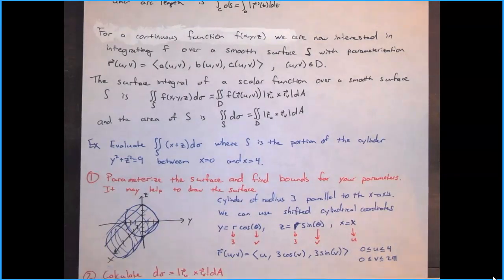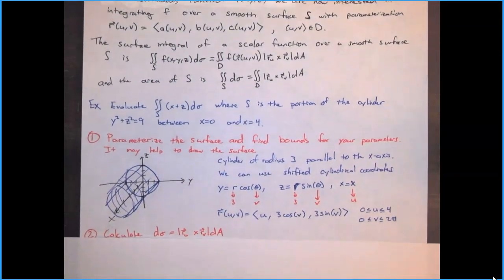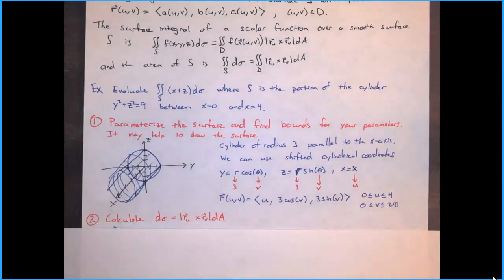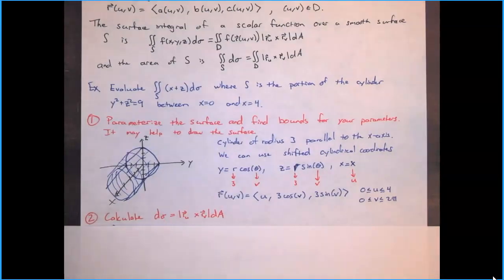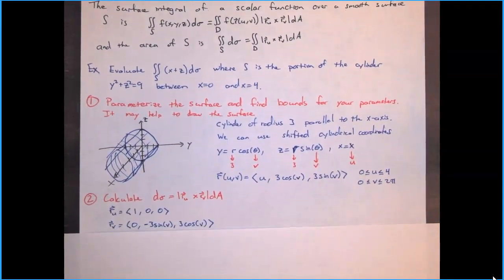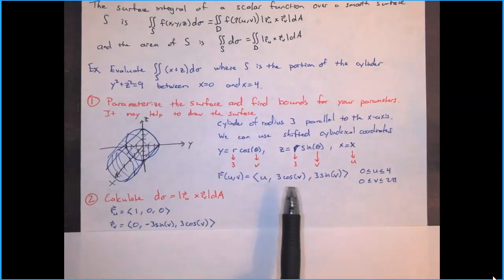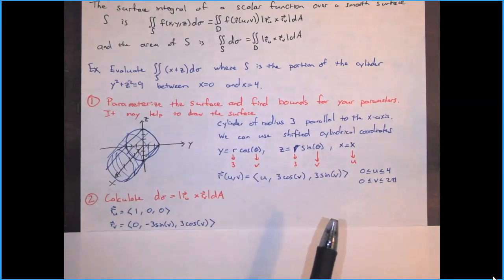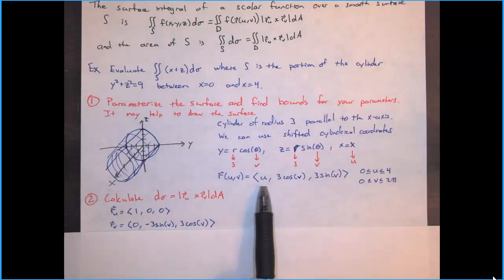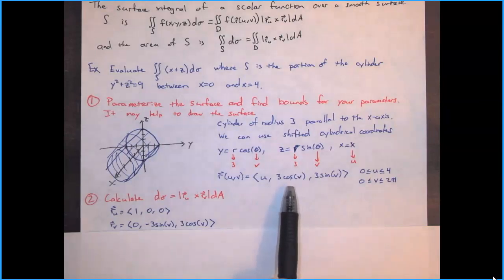The next step is to calculate this surface area element, this d sigma. We're going to do that in several steps. The first step is calculating these partial derivatives. Now that I have this parameterization, I can take the partial derivatives with respect to u and v. The partial derivative with respect to u, I just get 1, 0, 0, because there are no u's there. The partial derivative with respect to v, I get a 0 here because there are no v's, and then negative 3 sine v, 3 cosine v. So those are my partial derivatives.